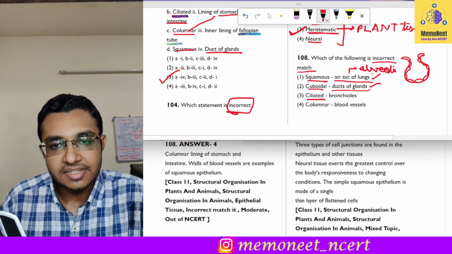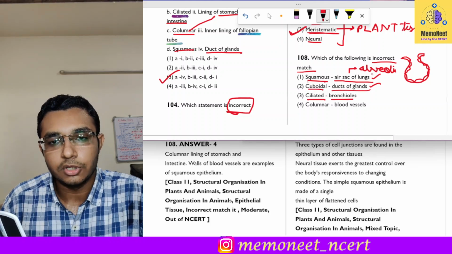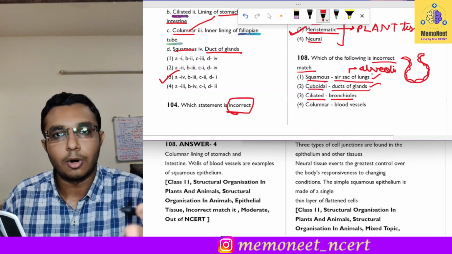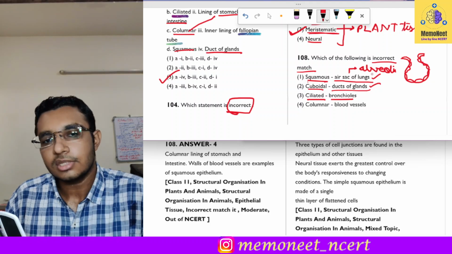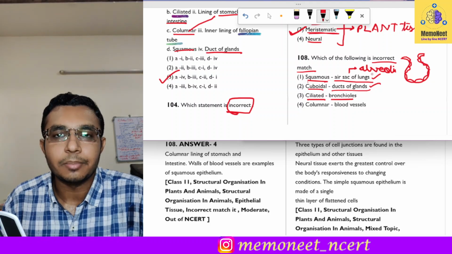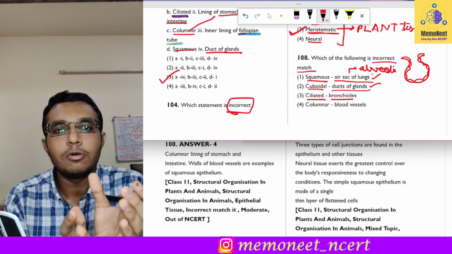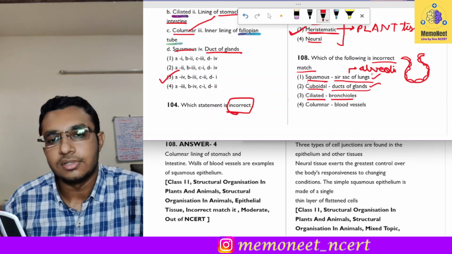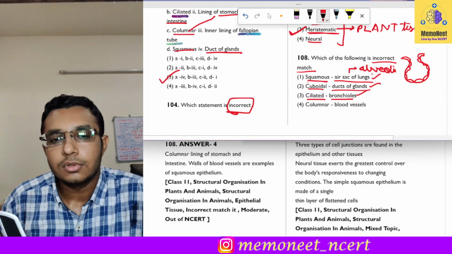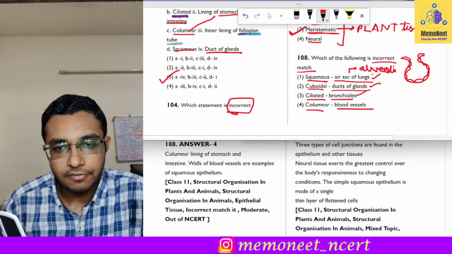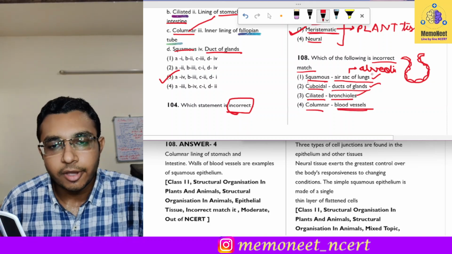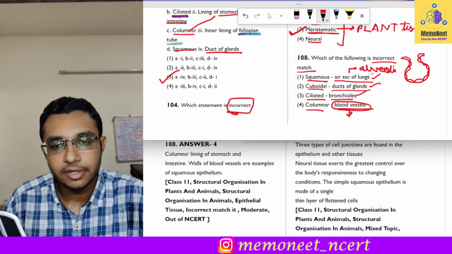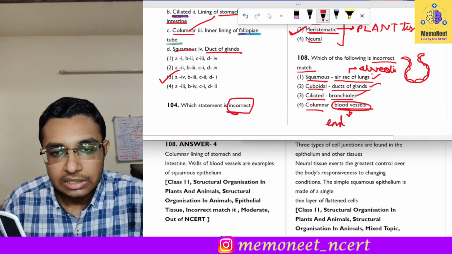Third is ciliated epithelium is found in the bronchioles. So as we discussed above, the respiratory tract, which consists of bronchus and bronchioles, contains the ciliated epithelium, and the function of cilia over there is to move the mucus in the upward direction. Okay, so this statement is also correct. The fourth option is columnar epithelium found in blood vessels. Now see, we have also discussed that the blood vessels contain what type of epithelium? They contain the endothelium.